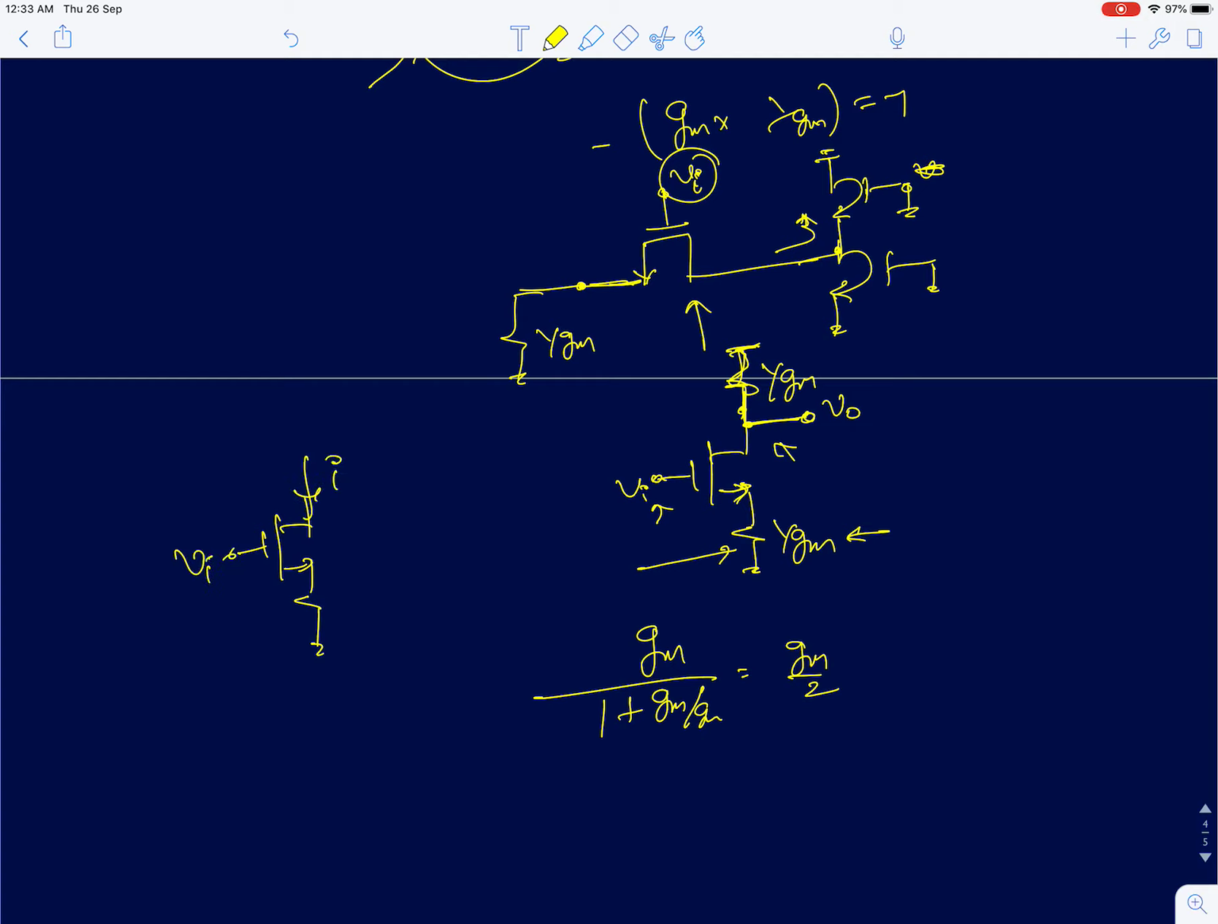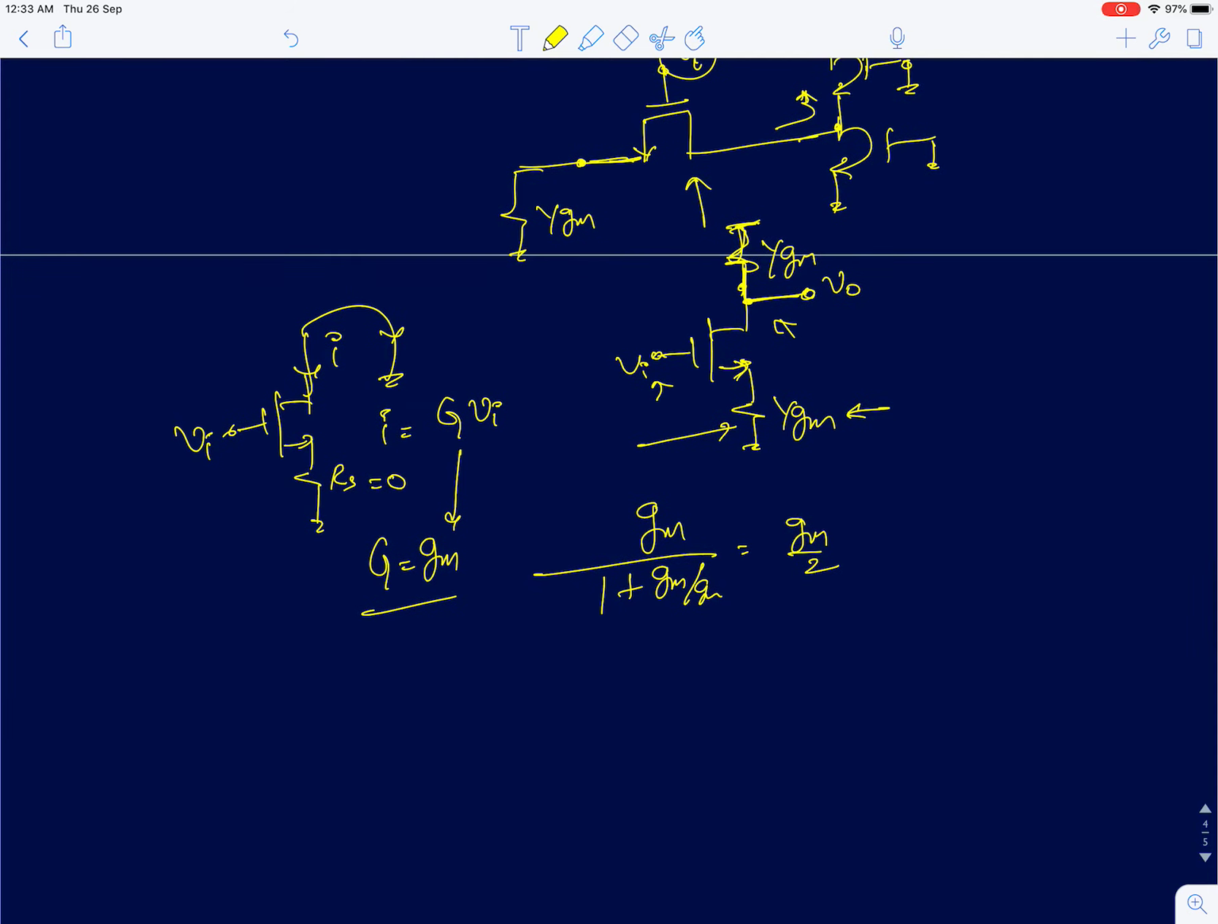What I mean by transconductance: apply a voltage Vi, and find the short circuit current flowing through this. That will be I. That term I'm going to call the effective transconductance G. If your RS value is 0, the effective transconductance G will be simply equal to gm of the MOSFET. But because there is a finite RS present, you can very easily show that the transconductance will reduce to gm by 1 plus gm RS.